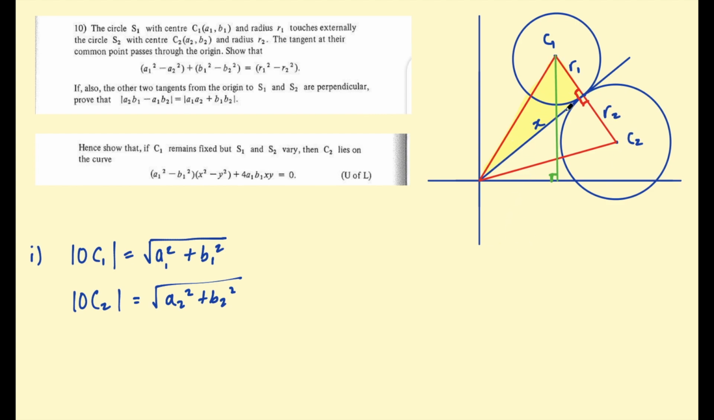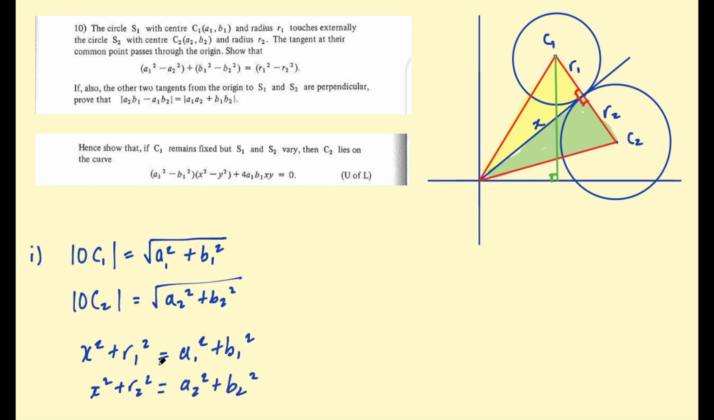Okay, so looking at this right triangle I highlighted in yellow, we can say, using Pythagoras, x squared plus R1 squared equals the hypotenuse squared, OC1 squared. So that would be the square of this, which is just A1 squared plus B1 squared. Okay, then do the same thing for this right triangle in here. Again, we have x squared plus R2 squared equals A2 squared plus B2 squared.